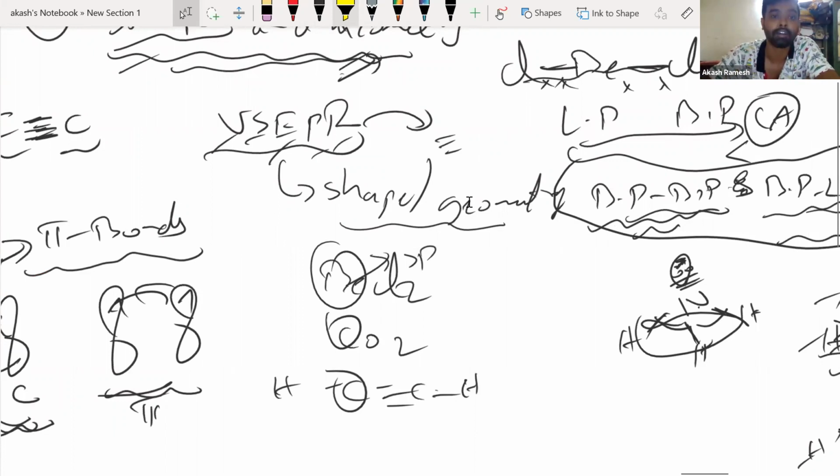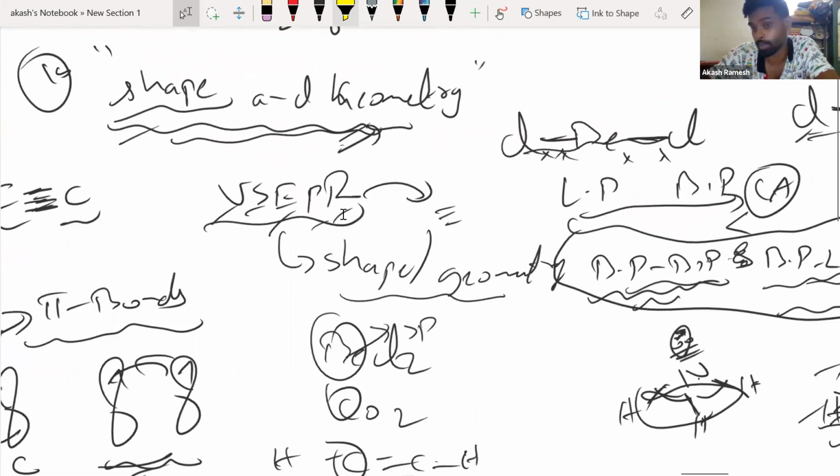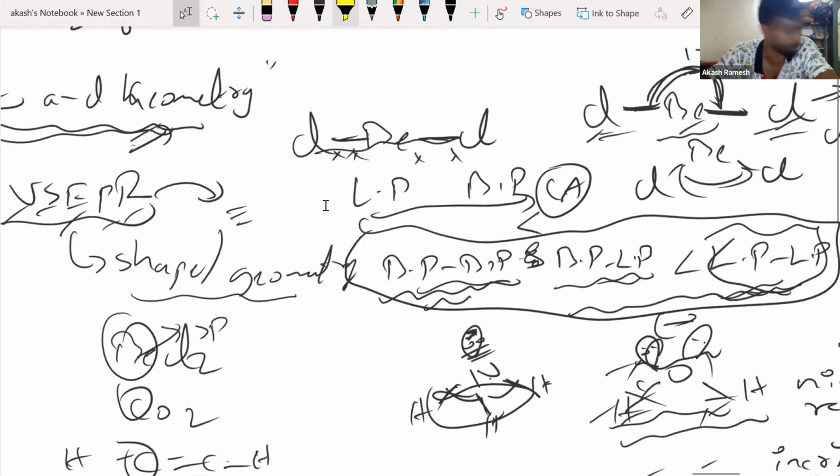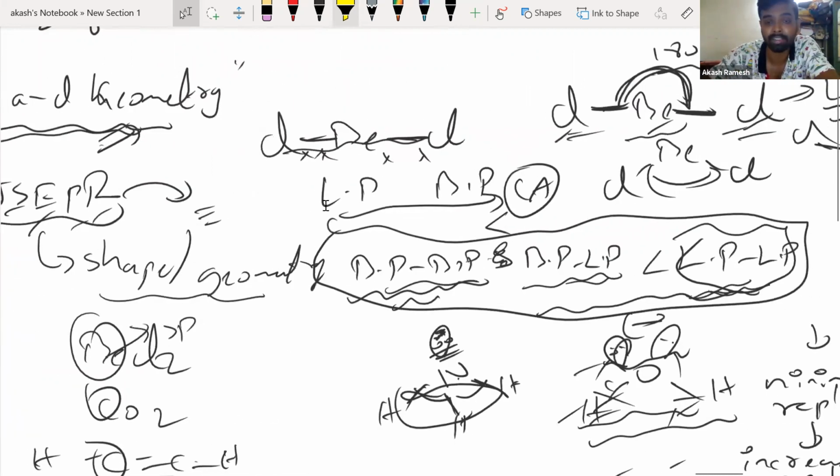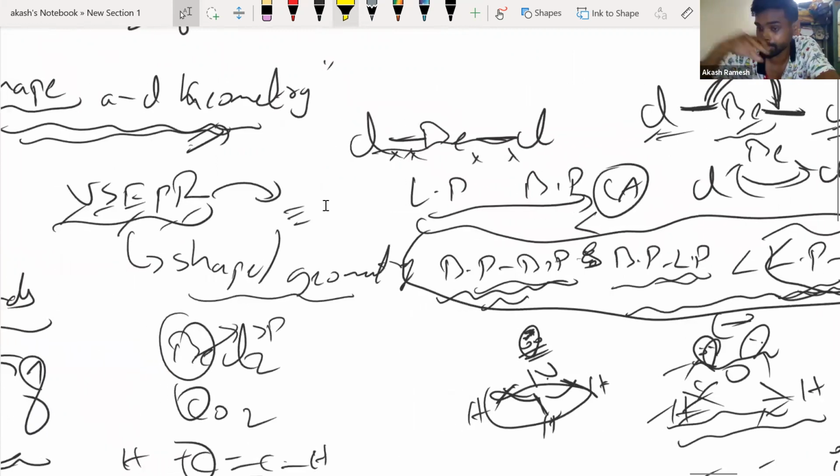Now, for that, we have to go to VSEPR. We went to VSEPR, valence shell electron pair repulsion theory. I think we took down the statement also. So what the statement says is, can anybody tell the statement? VSEPR.